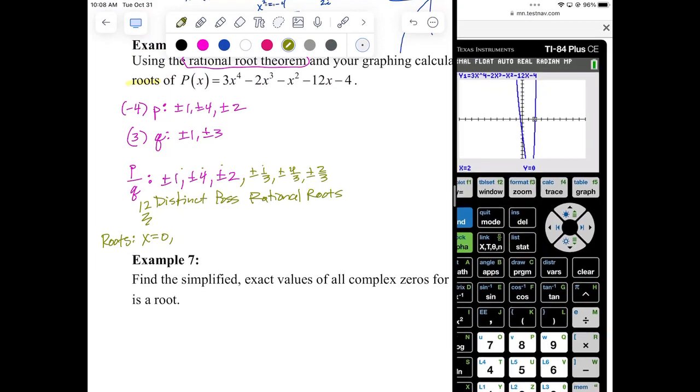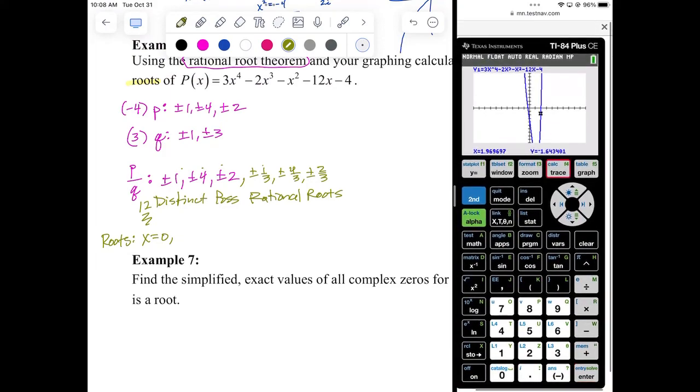-1/3. Let's see if it is -1/3. Hit the trace button again and type in -1 divided by 3 and hit enter. And what does it tell us? It is a 0, right? So -1/3 is also a root.